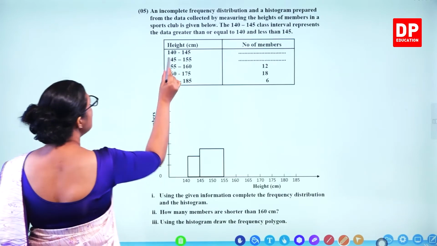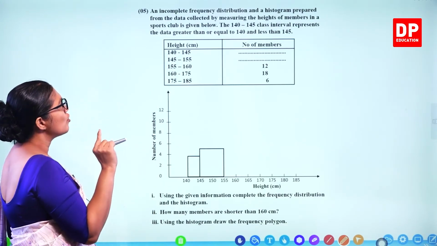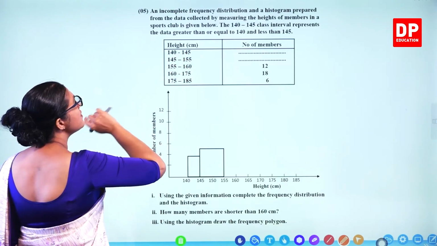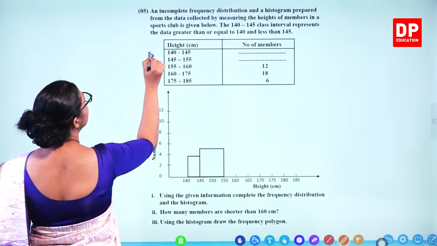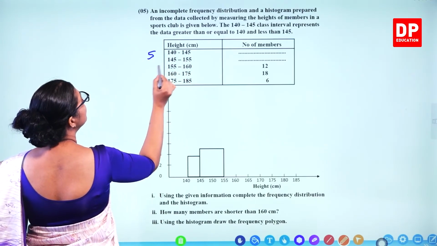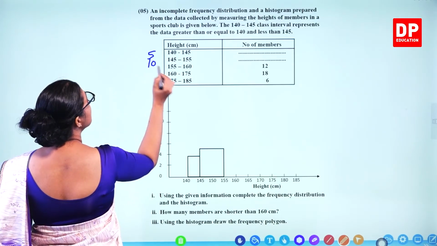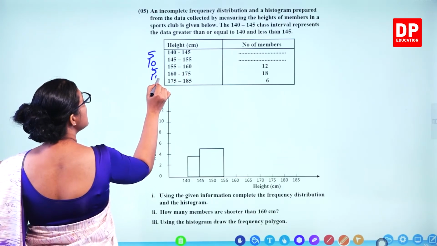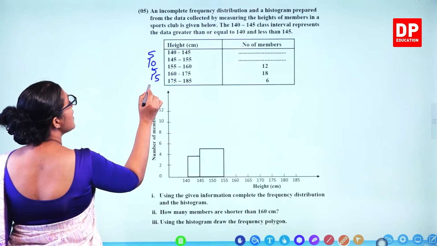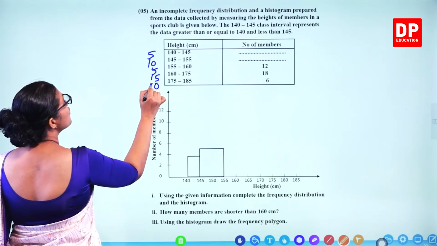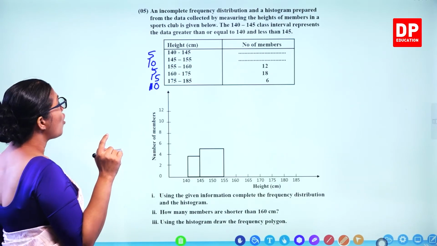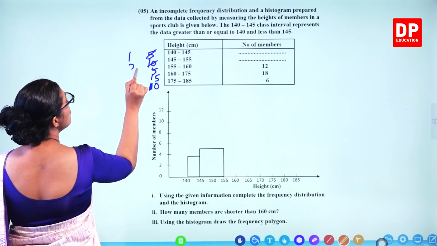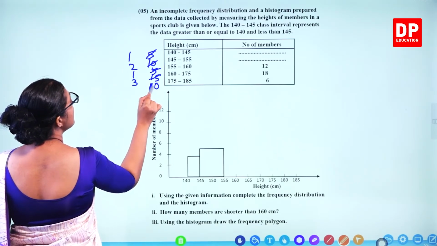4. Now we'll see the class sizes. So these are boundaries. There's no gap in between. So boundaries, just take the difference. So this is 5. This one, 45 to 55, that's 10. Here 55 to 60, that's 5. 60 to 75, that's 15. And here 75 to 85, that's 10. So that means when you take the common factor 5, divide and see, this is 1, this one 2, 1, 3, 2.